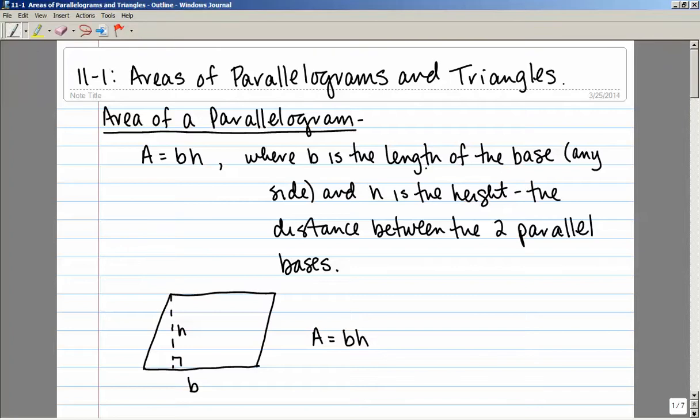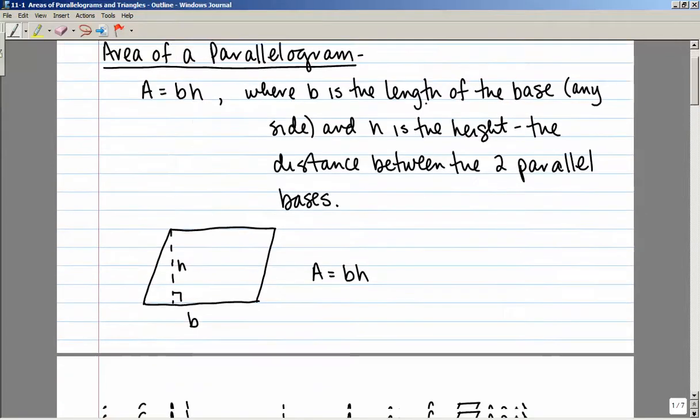Section 11.1 is on areas of parallelograms and triangles. The formula for the area of a parallelogram is A equals BH, where B is the length of the base, which is any side, and H is the height, that is the distance between the two parallel bases. So taking a look at this parallelogram we have right here, this segment across the bottom is the base, and the dashed line going up and down, which is perpendicular to the bases, is the height.